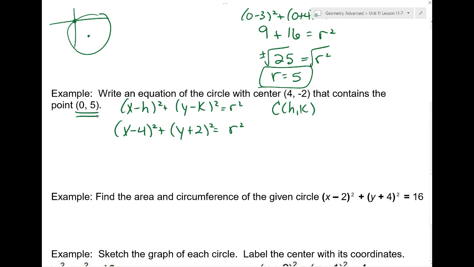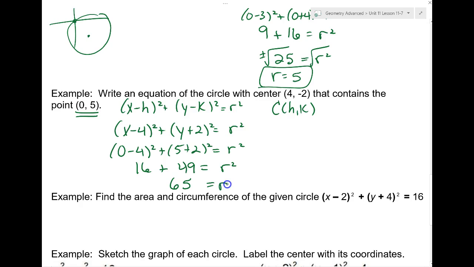I'm going to use the point 0, 5. Can I plug that in for my x and my y? Because it's on the circle, I know it works in this equation. So that's all I have to do. 0 minus 4 squared, plus 5 plus 2 squared equals the radius squared. Guys, what is 0 minus 4 squared? 16. 5 plus 2 is 7. 7 squared is 49. So then what's 16 plus 49?